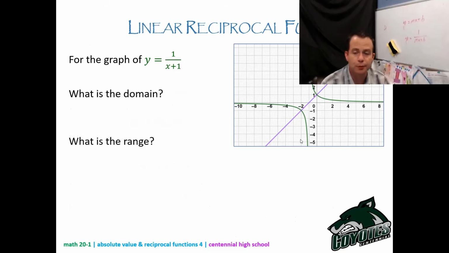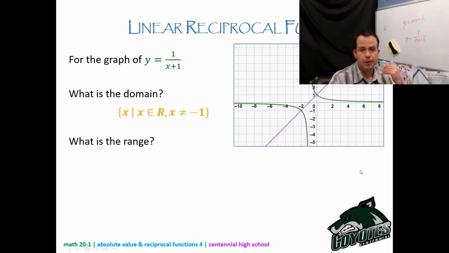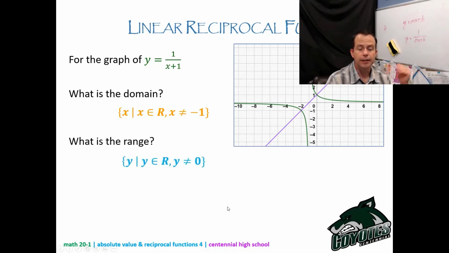Okay, so what is the domain? For the domain, we can be anything we want except where that vertical asymptote is. So we say x is a member of the reals, but x can't be -1. And then for the range, we say same thing. It can be anything I want except for the horizontal asymptote, which is at y equals 0. So we would say y can be anything we want, a member of the reals, except y can't be 0. Okay, awesome.